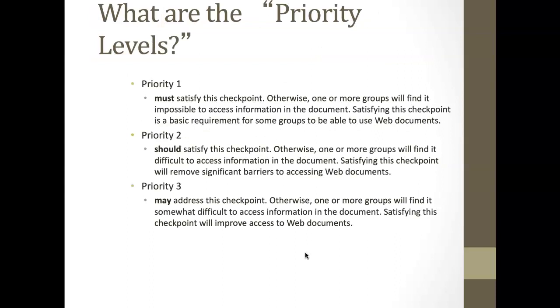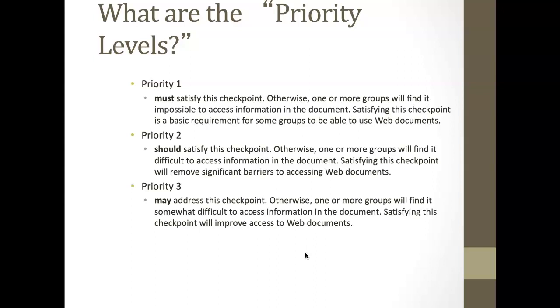All right, just an overview still. We're going to go over all this again during the semester, but priority levels. Priority 1 is what I said a few slides back. It must satisfy the checkpoint. Otherwise, users will find it impossible to access information. This is a basic requirement for groups to be able to use web documents. Priority 1 should always be satisfied.